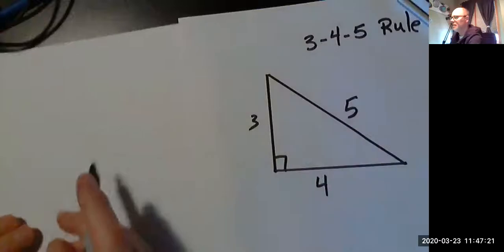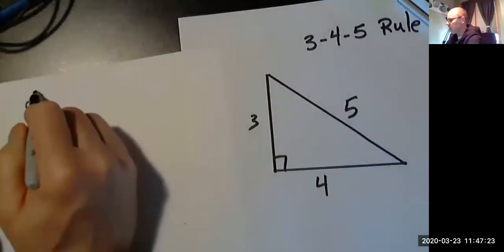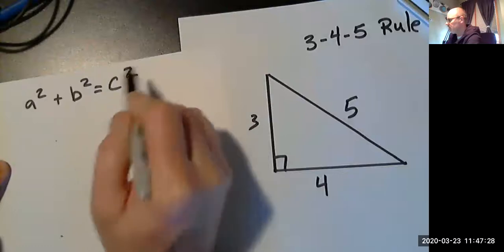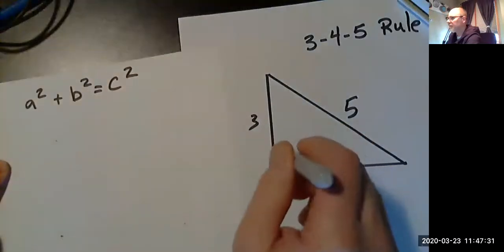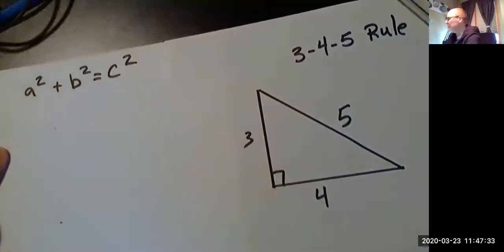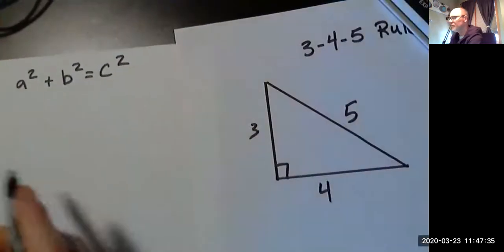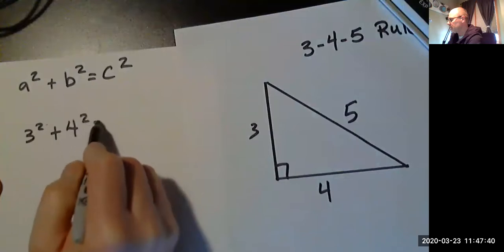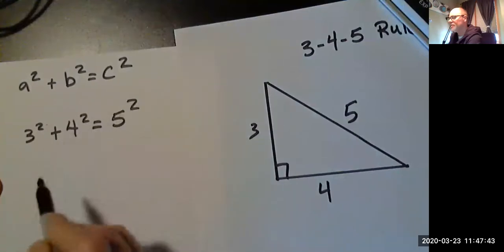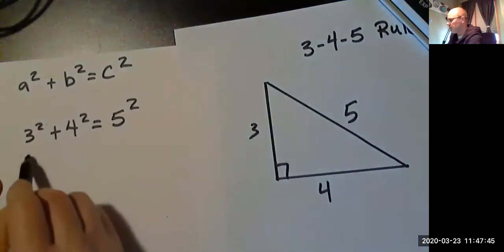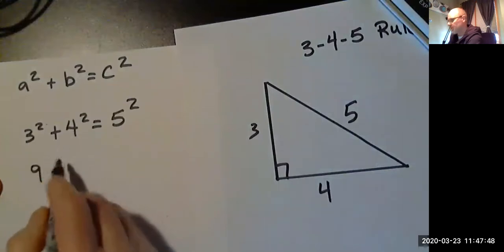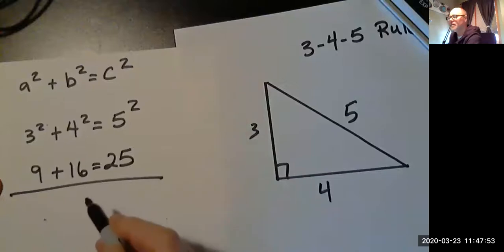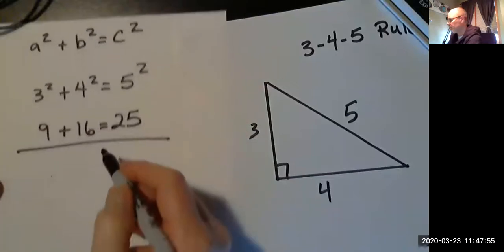This leads us into Pythagorean theorem, where we could say a squared plus b squared is equal to c squared. And if we take the 3-4-5 rule that we just saw, I could say 3 squared plus 4 squared is equal to 5 squared. 3 squared is equal to 9. 4 squared is equal to 16. 9 plus 16 is 25. This is how Pythagorean theorem starts.